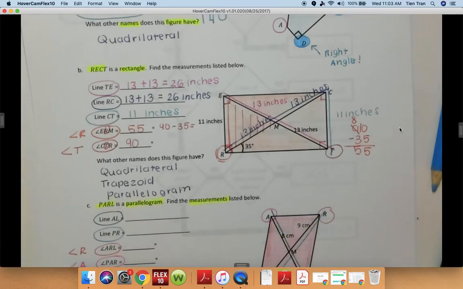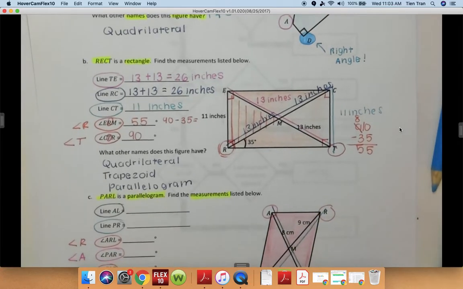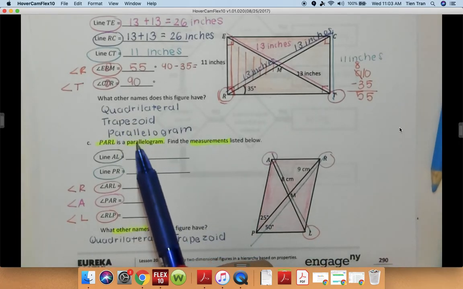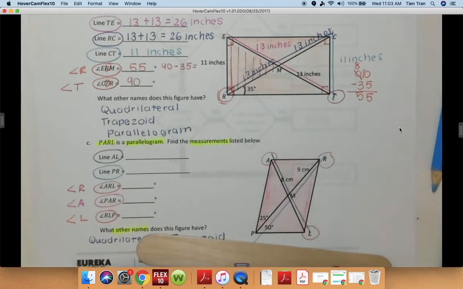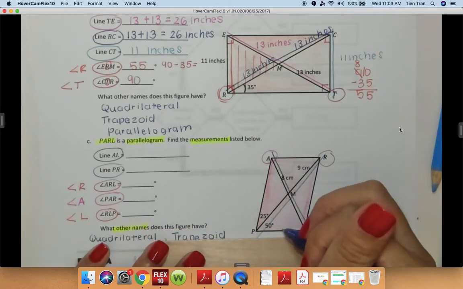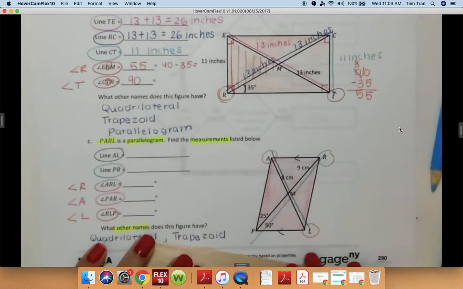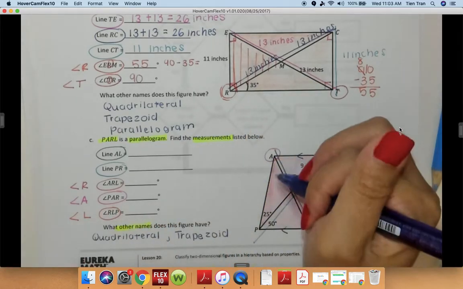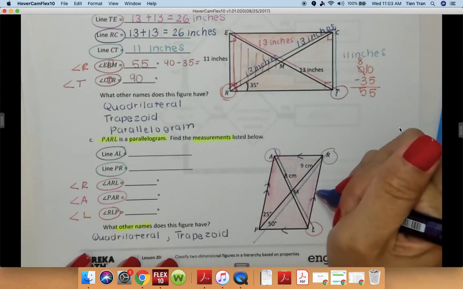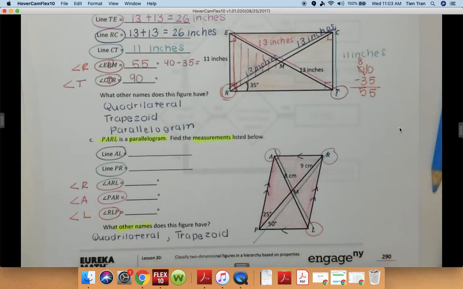Now, I'm going to move on to the next problem. We have problem C. Problem C says PARL is a parallelogram. Okay, it tells me it's a parallelogram. That means that opposite sides are parallel to each other. So this side is parallel to this side. This side is parallel to this side. So I'm going to draw my little arrows so I remember that they are parallel to each other.